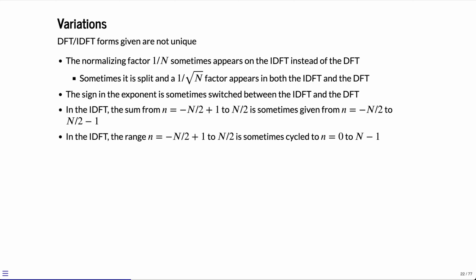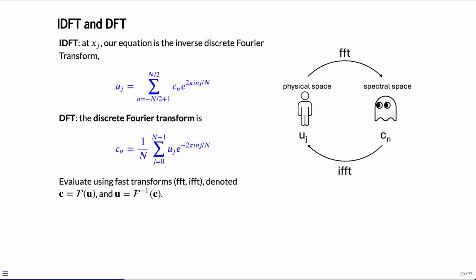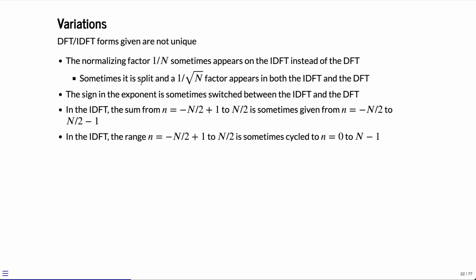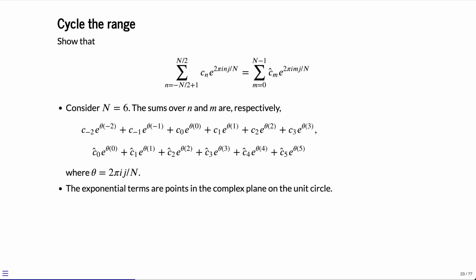Okay, so there's lots of variations. The DFT and IDFT shown in these blue equations aren't unique. Sometimes you'll see this normalizing factor in the IDFT. Sometimes you'll see the signs being swapped. Sometimes you'll see this 1 over n being replaced by 1 over root n on both of the terms so that they look more symmetric. And that can make things a little bit complicated. So I've just listed a couple of those here.